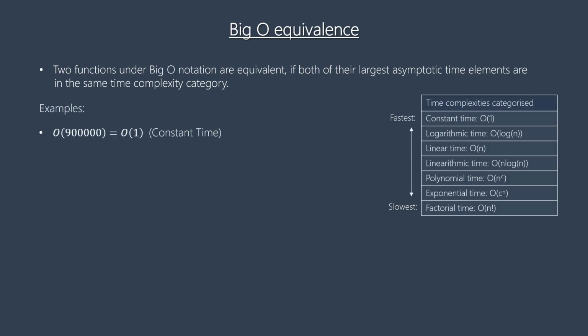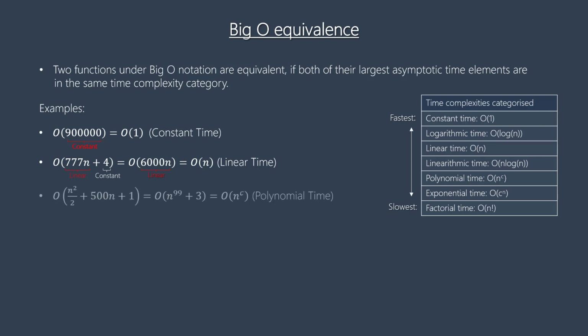So, in our first example, we have big O of 900,000. Since 900,000 is a constant, we can just say that under big O notation, this function is equivalent to big O of 1, constant time. For our next example, we can see that the element in the highest time complexity category is 777n. We can see that this function is linear and is therefore equivalent to any other linear relation such as 6000n. These can all be categorized as big O of n, which will give us the time complexity of linear time. The same intuition holds for the polynomial example, where we are selecting the element of largest time complexity, which is n squared over 2, which is the same as any other polynomial relationship, which can all be categorized as polynomial time.